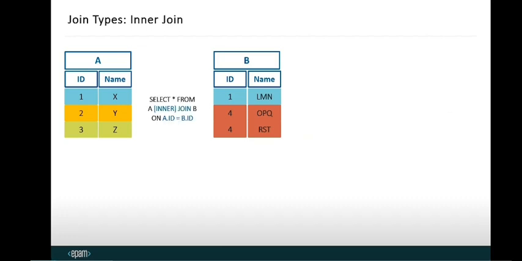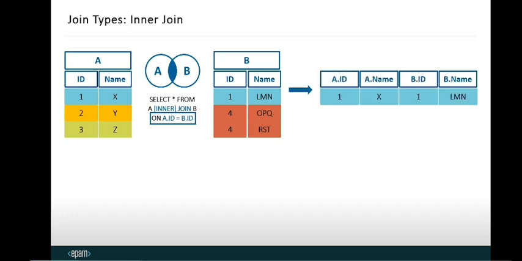With an inner join, each row from the first table is matched against each row from the second table, and then the joining condition is checked. If the condition is true, then the rows are included in the resulting table. As you can see, only one row gets into our resulting table, since only the identifier 1 is present in both tables A and B.